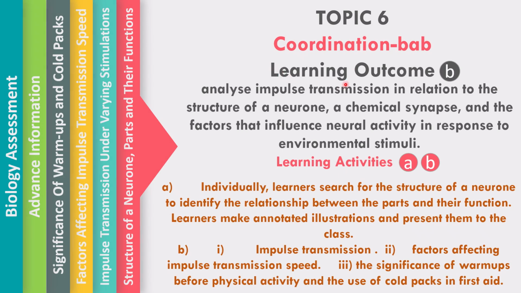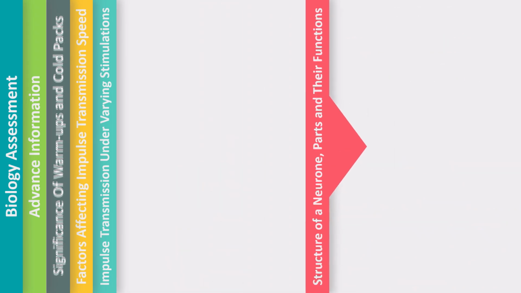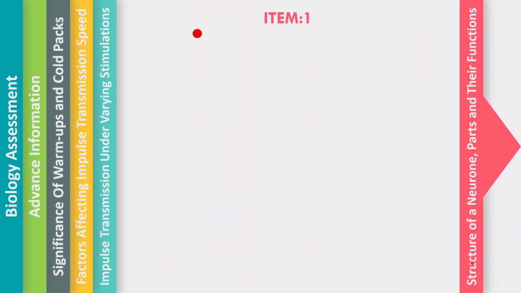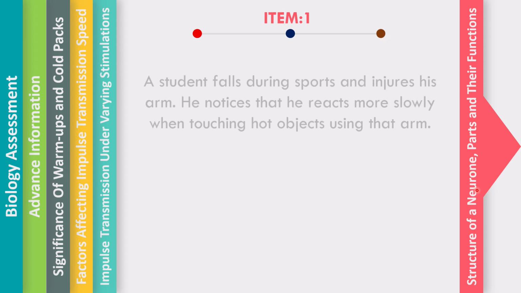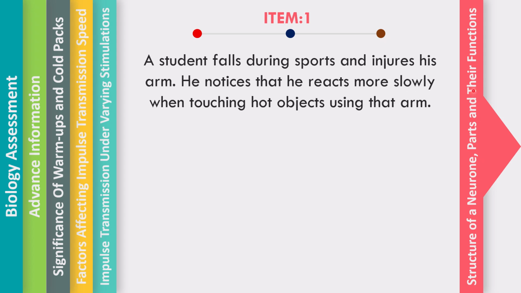We are going to look at learning outcome B and the learning activity A and B. Let's look at the structure of a neuron, parts and their functions.